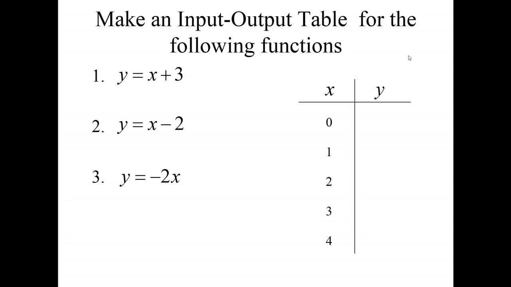Y equals -2 times x. Okay, so let's try this one. So -2 times 0 is going to be 0. 1 times -2 is -2. This will be -4. This will be -6. This will be -8. Okay, and on and on and on.